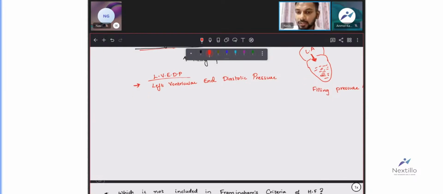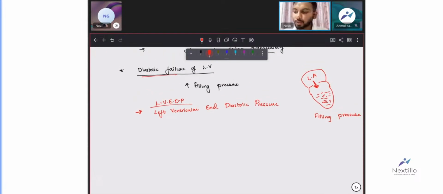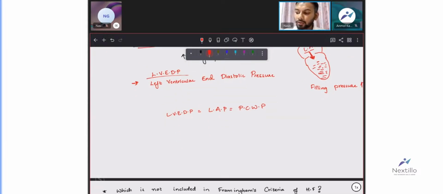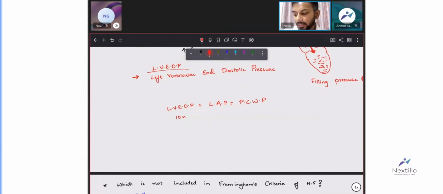Now, according to the physiology, during the end of diastole, LV pressure is equal to LA pressure, and LA pressure is equal to pulmonary capillary wedge pressure. So the pressure in the pulmonary capillaries is equal to LA pressure, and the LA pressure is also equal to LV end diastolic pressure. So try to understand this. LVEDP is equal to LAP is equal to pulmonary capillary wedge pressure. So all of these pressures are somewhere around 10 mm Hg.